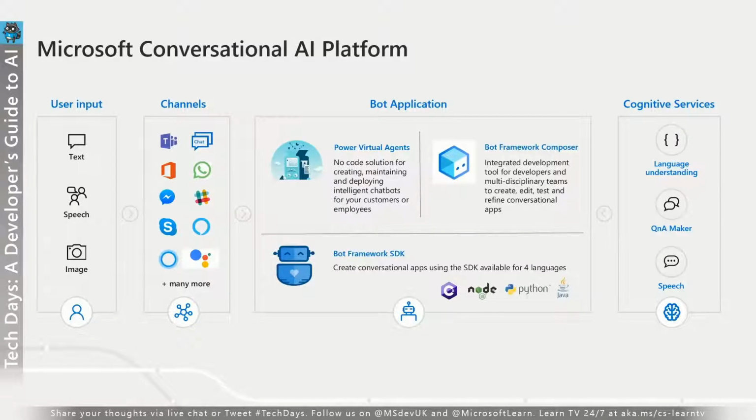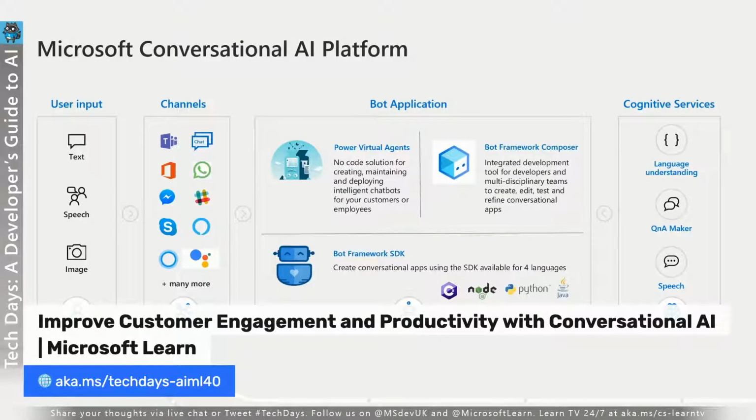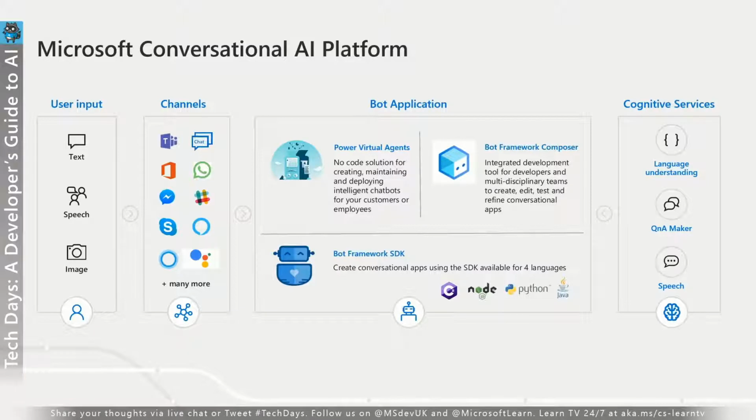Underpinning everything is the Bot Framework SDK, allowing for your bot development in C#, Node, Python and Java. Built on top of this SDK, you can use two different things: Power Virtual Agents, a no-code solution for rapidly building a bot with amazing integration into the rest of the Power Platform. Alternatively, and the focus of today's presentation, is the Microsoft Bot Framework Composer, an integrated development tool available for Windows, Mac and Linux, which can be used by developers and multidisciplinary teams to build conversational applications.